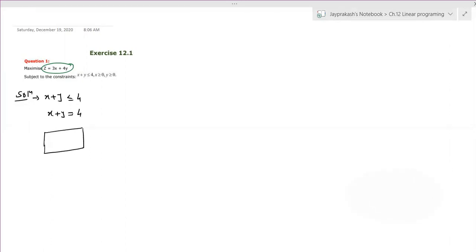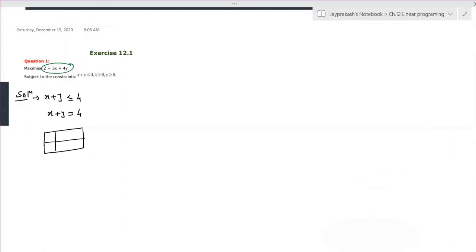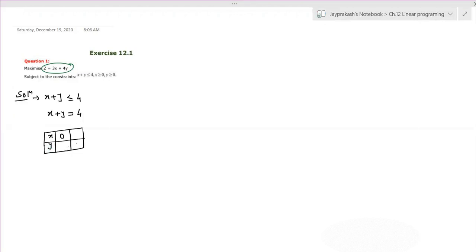Not only 0, 0. So first solution, x, y. When x is 0, at that time the solution of y. When y is 0, that time the solution of x. So when x is 0, y is 4, and when y is 0, then x is 4.